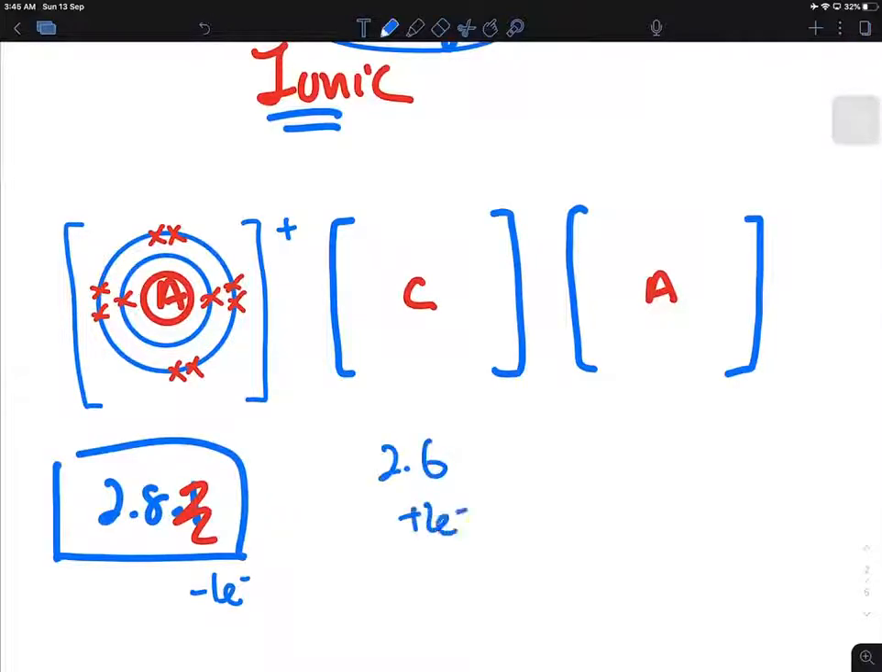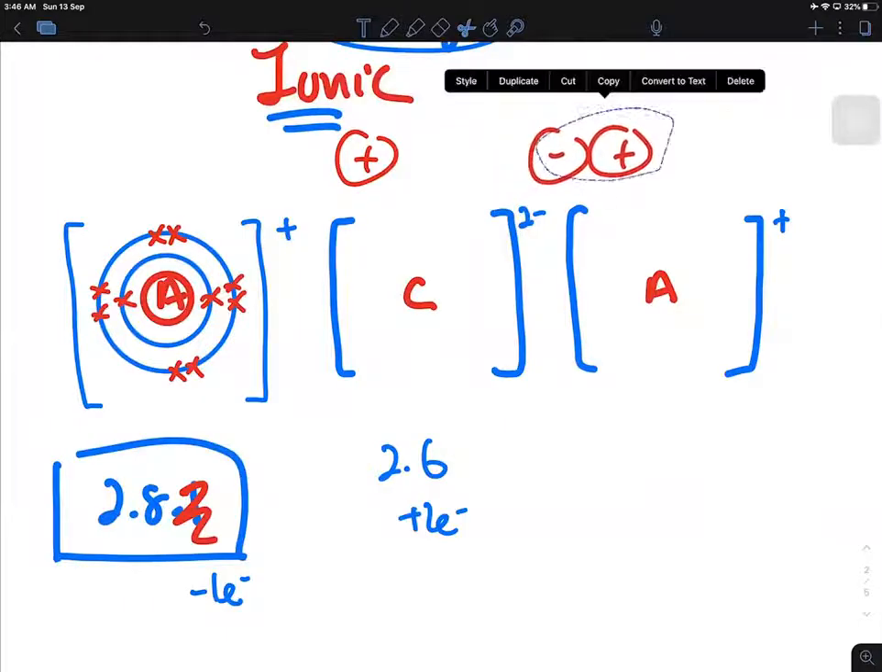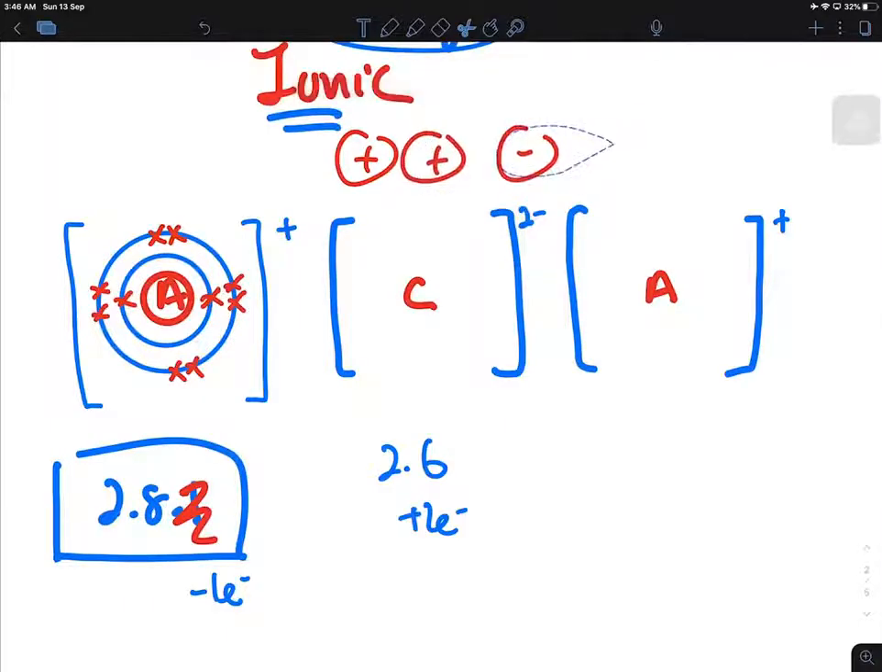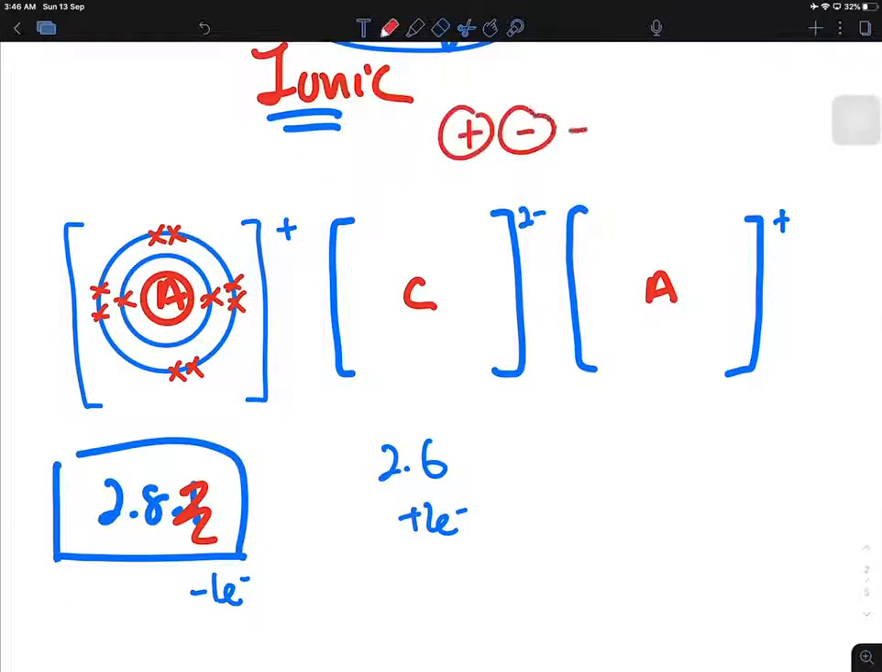C was 2.6. It received 2 electrons. So it should be 2 negative. So this A is A plus again. So can you see the way we arrange them is positive, negative, positive. So they will be attracted to each other. Remember, you cannot draw AAC because the same charges are going to repel. So what if the compound is made up of 1 positive and 2 negative?